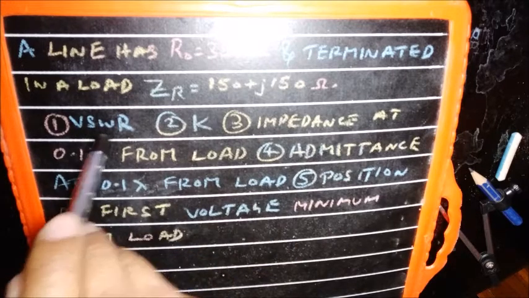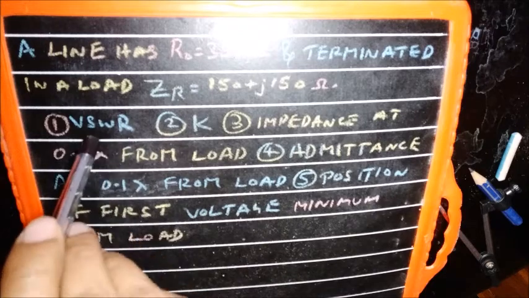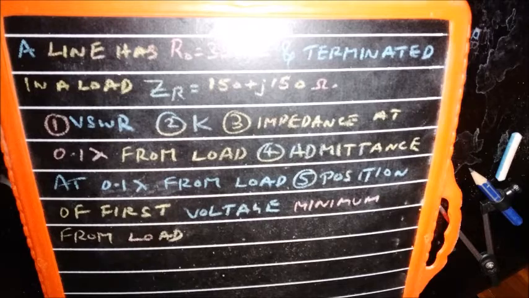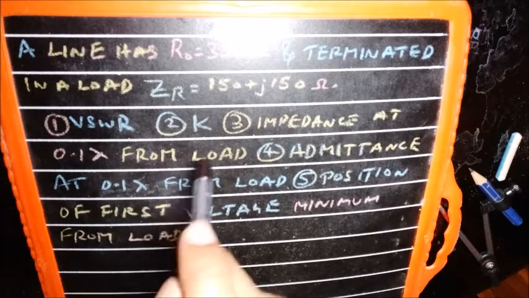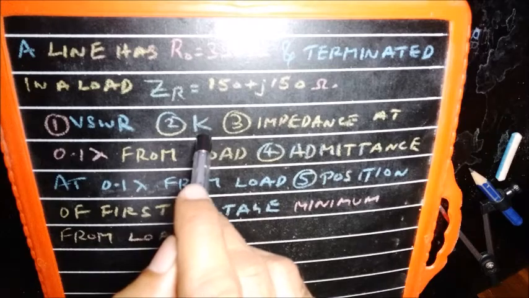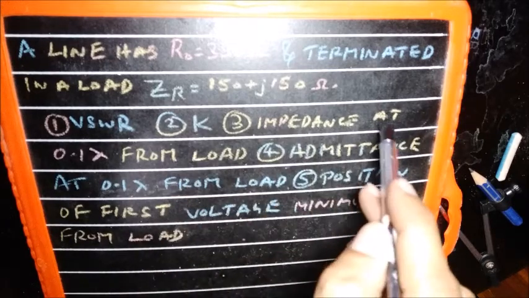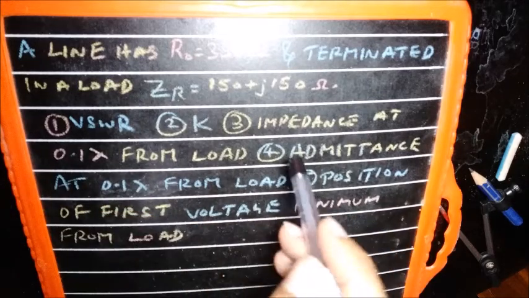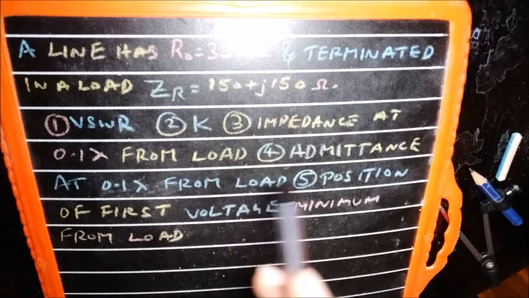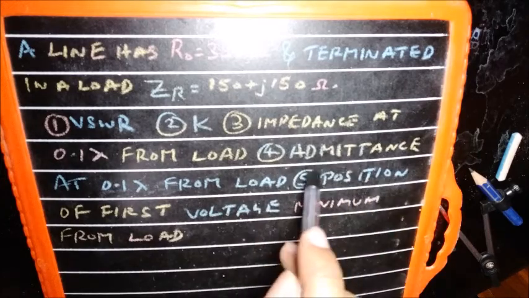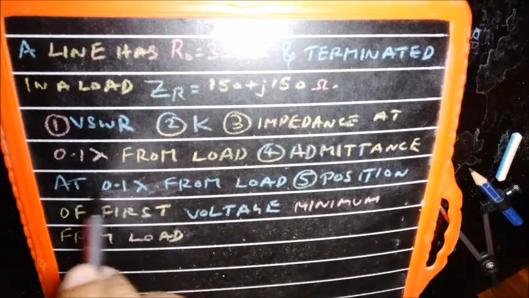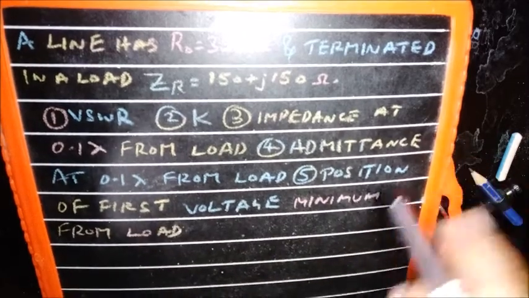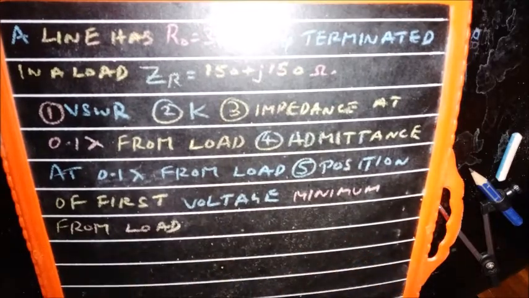We have to find the VSWR. VSWR is voltage standing wave ratio. It is nothing but the same as the SWR that we have been discussing. So if we are asked to find VSWR, remember it is the SWR that we have to find out. We have to find out the reflection coefficient K. We have to find out the impedance at 0.1 lambda from the load, that means 0.1 lambda from the load towards the generator. What is the line impedance or input impedance? And we have to also find out what is the admittance at the same point, which is 0.1 lambda from the load. And finally, we have to find out the position of the first voltage minimum from the load.